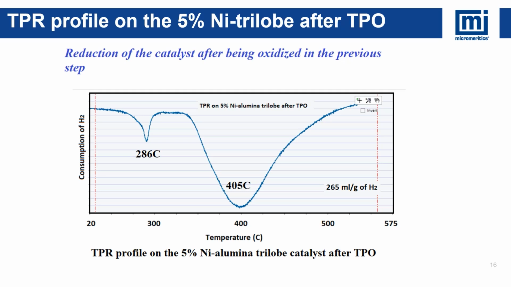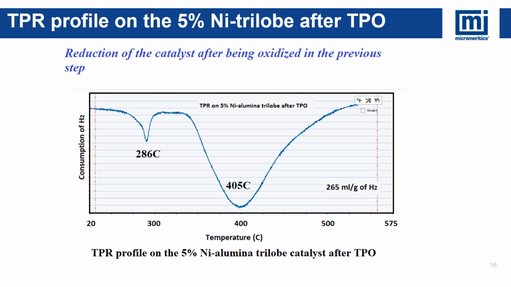Now, after we oxidize the sample with the TPO, we proceed with the reduction of the catalyst. Because the catalyst is now oxidized, we need to reduce it in order to follow with the following techniques. So in this case, we reduce the sample with the TPR, which has been previously oxidized, and we can see a profile very similar to a pure nickel oxide. We get the first peak at 286 and the second peak at 405 degrees C.